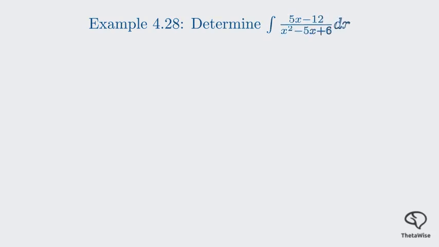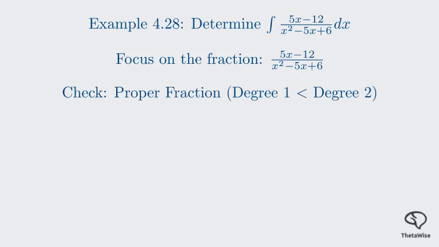Our first problem is to determine the integral of the fraction (5x - 12) over (x² - 5x + 6) with respect to x. Following our process, we first ignore the integral sign and focus only on the fraction itself. This fraction is already a proper fraction, as we noted before, because the degree of the numerator, 1, is less than the degree of the denominator, 2.